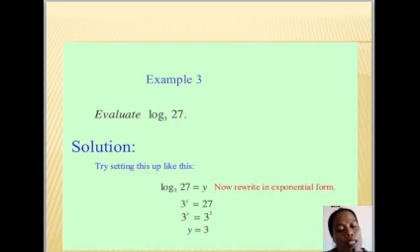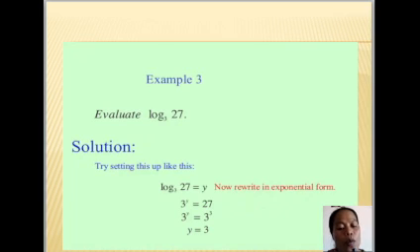Logarithm of 27 to the base 3 is equal to y. We don't know what the logarithm is, so we will use a variable and then write it in exponential form. As we know, we will not change the base, and exponents are logarithms. So we have 3 to the power of y is equal to 27, and 27 can be written as an exponential with base 3.